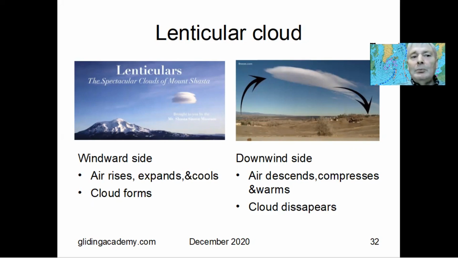The rising air on the windward side expands because it's going into an area of lower pressure. As it expands, it cools, and if it cools sufficiently, cloud forms, and that's exactly what's happening in these diagrams here. The air then, a little while later, starts to descend again, and as it descends, it compresses and warms, and eventually the moisture that was visible is reabsorbed into the air and the cloud disappears. And so the cloud is forming on the windward edge and decaying on the downwind edge.